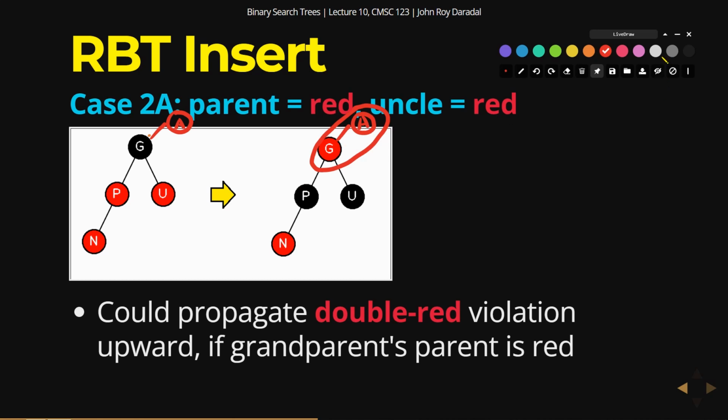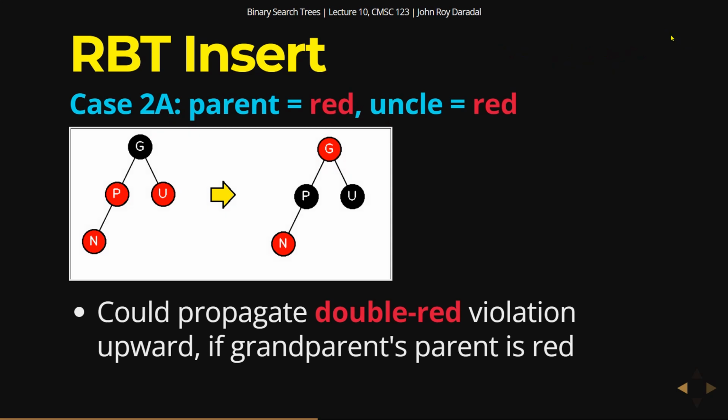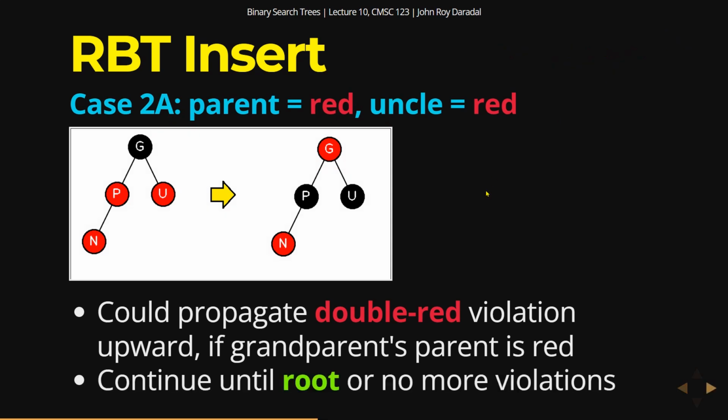So what we could do in this case is just continue checking for violations upward until either we see no violations or we've reached the root. So if it violates the double red rule, we'll just continue upwards until we see the root or we find that there are no more violations. But it's just a simple recoloring, which could propagate the double red violation upward. So that's case 2A.